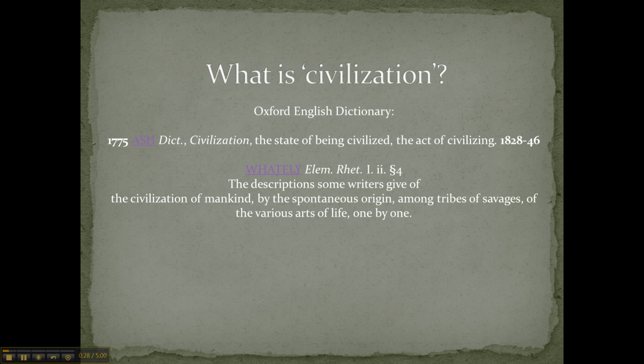As you can see, 1775, civilization: the state of being civilized or the act of civilizing. And then by 1828, we have the description: some writers give of the civilization of mankind by the spontaneous origin among tribes of savages of the various arts of life, one by one. Today, we think that those are rather biased and out-of-date definitions of civilization. So, instead, how do we categorize civilizations as historians today?